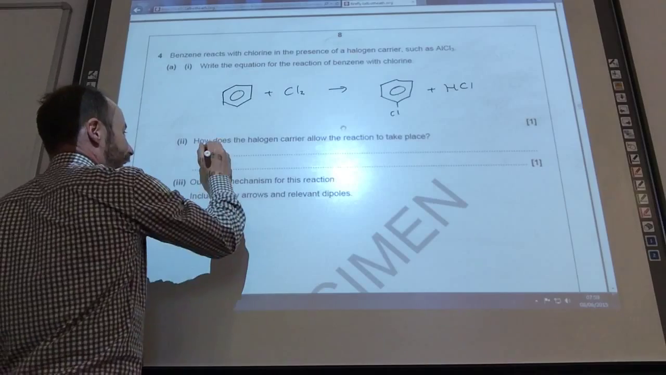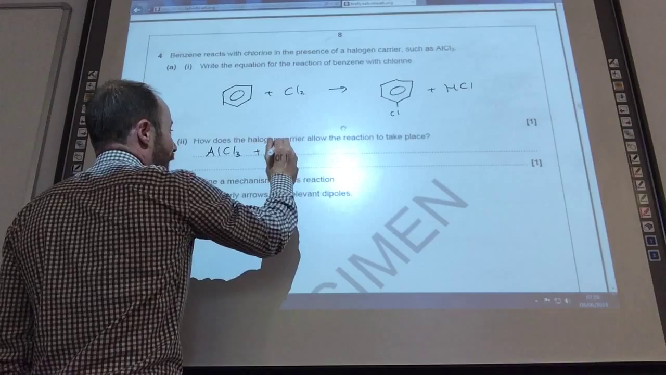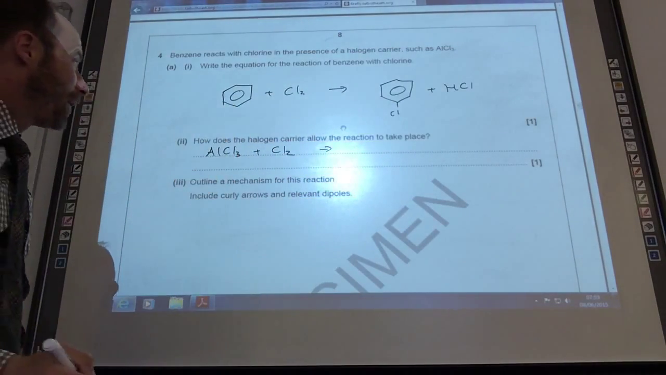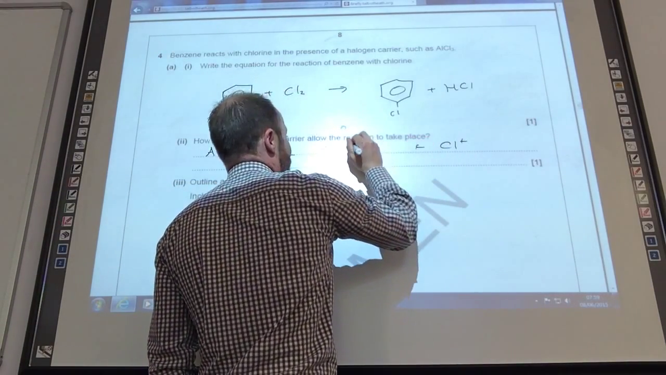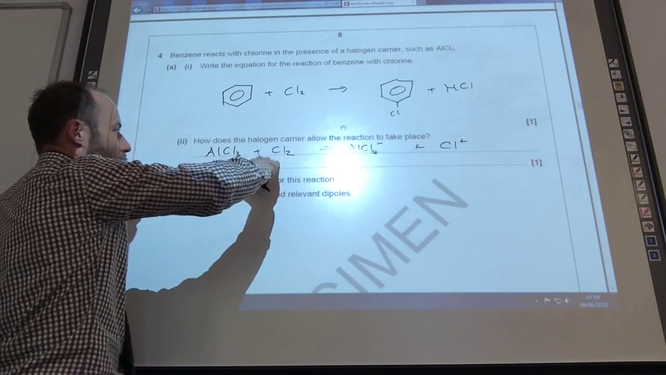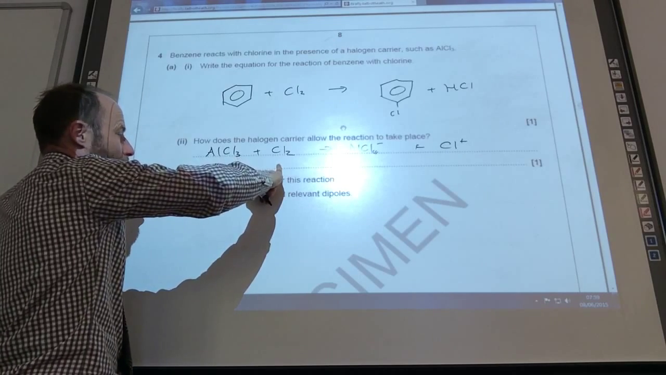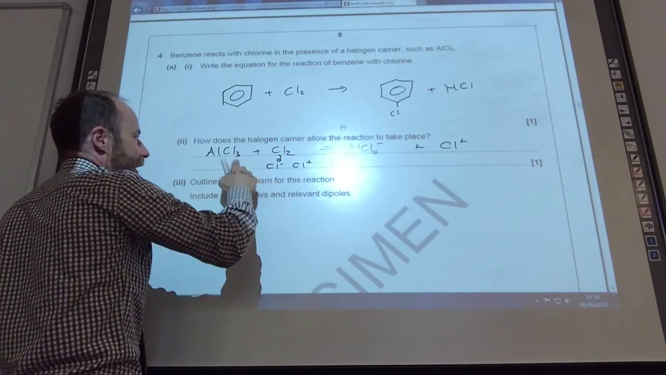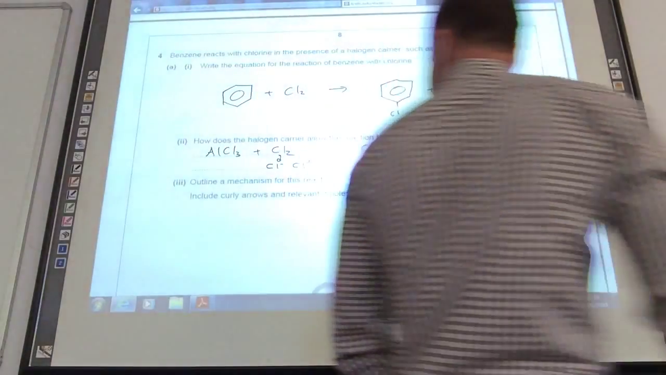The halogen carrier is AlCl3. Doesn't matter whether it's aluminium or iron, it works in the same way. That's going to meet chlorine. You should remember that the electrophile is Cl plus, so I'm going to make Cl plus. The other thing that I'm going to make is AlCl4 minus. So it breaks that chlorine molecule in half. That is obviously going to be heterolytic bond fission because I split that into Cl minus and Cl plus. The Cl minus goes there to form that, and that leaves Cl plus on its own.